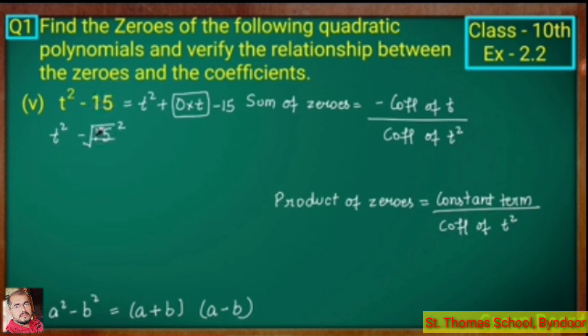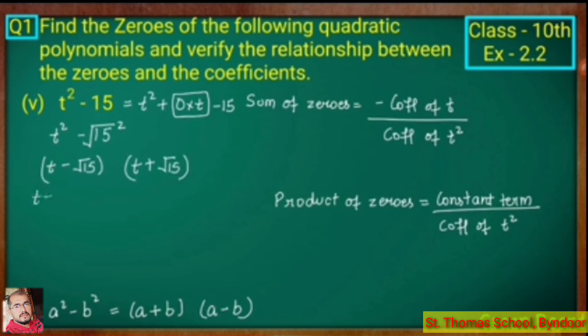Now 15 can be written as root 15 square. When we cancel the root and square, we get 15. So this is t square minus root 15 whole square. It is in the form of a square minus b square, which is a plus b into a minus b. Here a is t and b is root 15. So it can be written as t plus root 15 into t minus root 15, or t minus root 15 into t plus root 15. These are the factors.